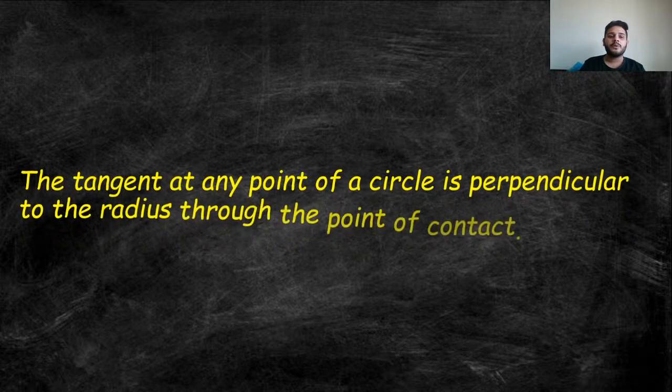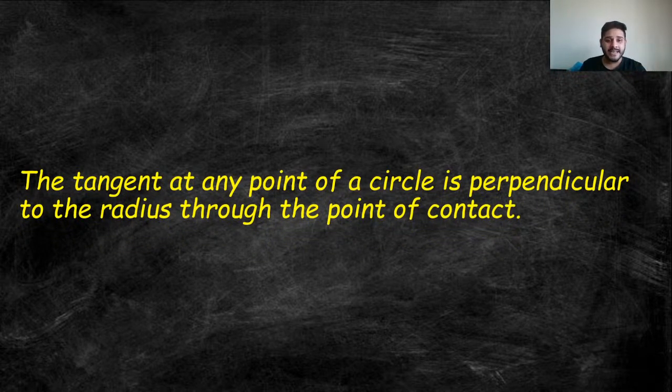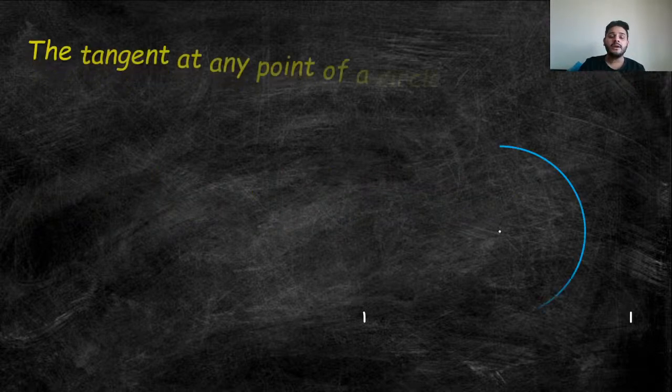The first theorem in your syllabus is: the tangent at any point of a circle is perpendicular to the radius through the point of contact. Whenever we talked about tangents in the previous slide, we understood that any line touching the circle at only one point and the radius drawn from the center will always form 90 degrees. That was theoretical. Now how to understand it? I will be proving it for you in the coming slide.